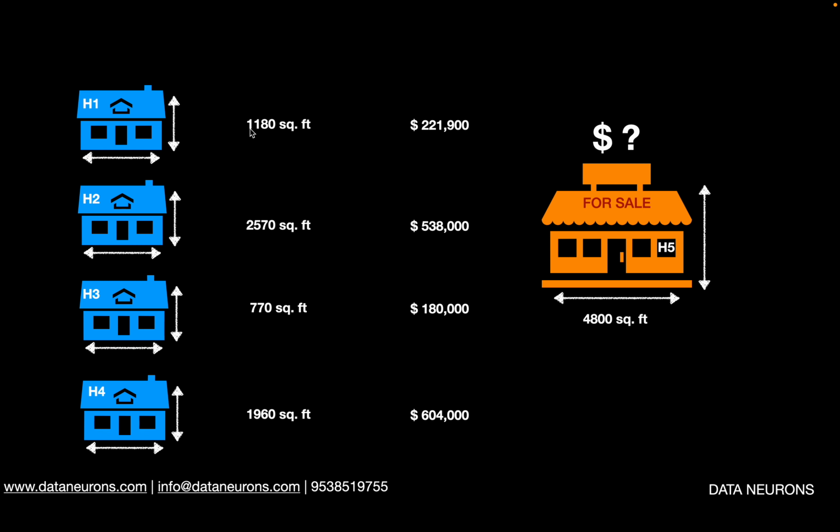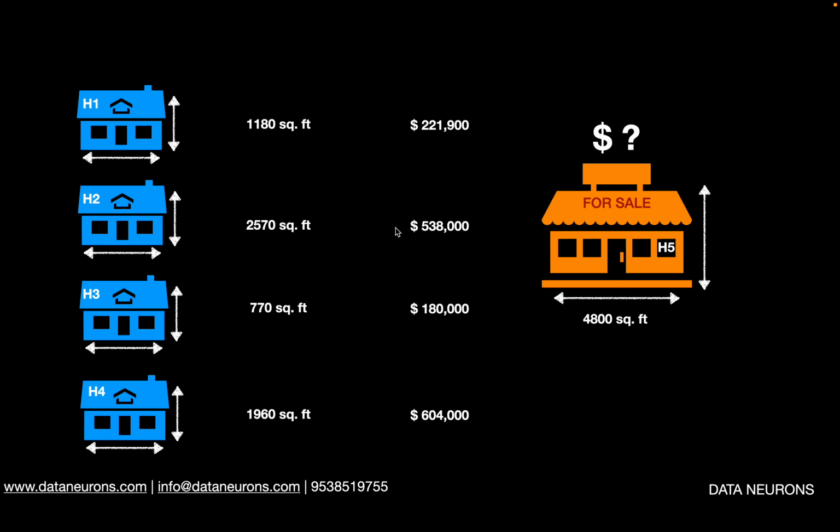Let's say 1180 square feet, 2570 square feet, 770 square feet, and 1960 square feet. And also we have their corresponding prices. So this is house size. The corresponding house price is $221,000, $538,000, $180,000, $604,000. So we have this historical data set available.